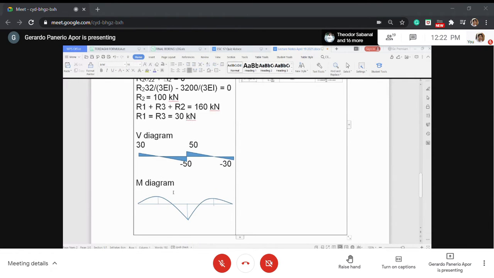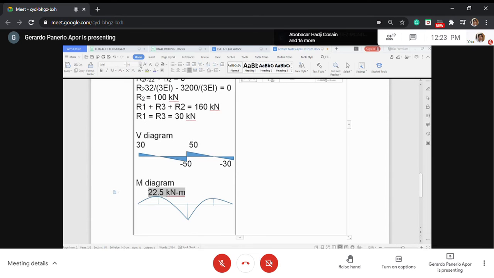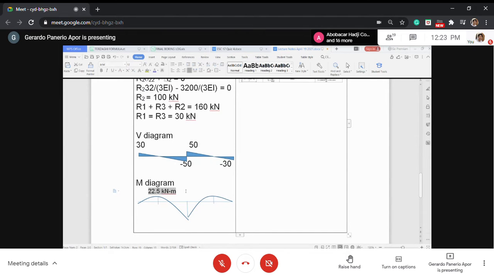So if that is 1.5, we can solve the moment. 30 times 1.5 divided by 2, so this is 22.5 kilonewton-meters. Now this is too big, so I will make it small. I guess this is the same here. This is 22.5 kilonewton-meters.